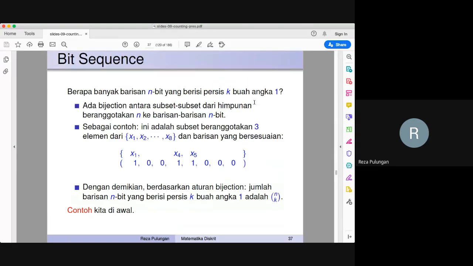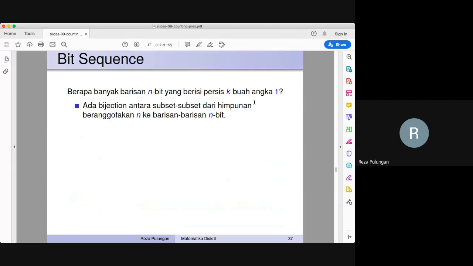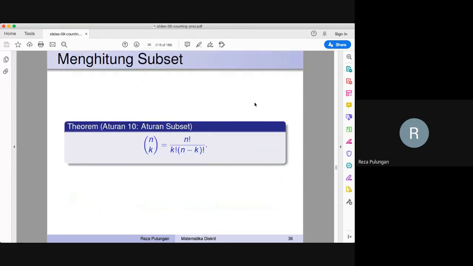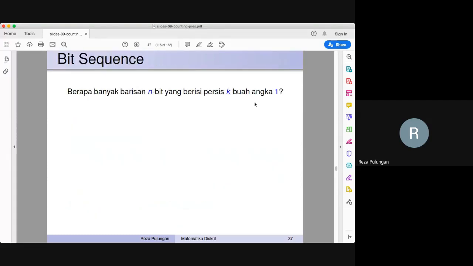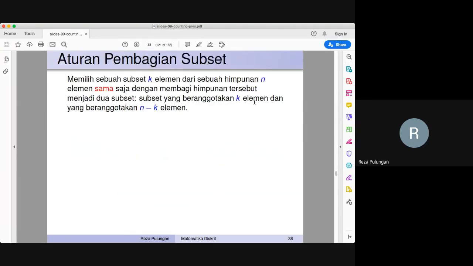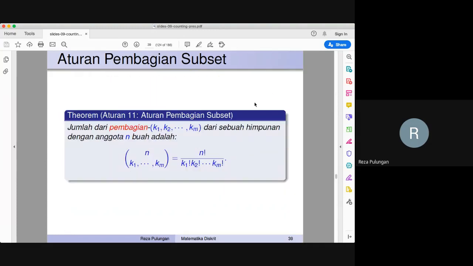So this is basically what we have just seen, the bit sequence before, and we call this how to compute subsets. Okay, now let's continue with subset division. We call this the subset division rule, rule number 11.